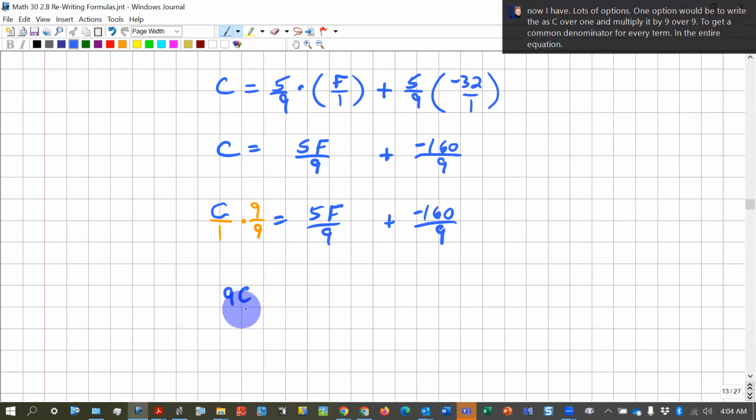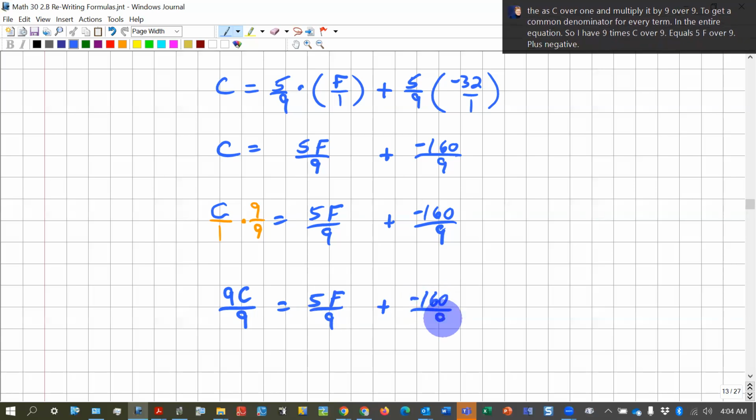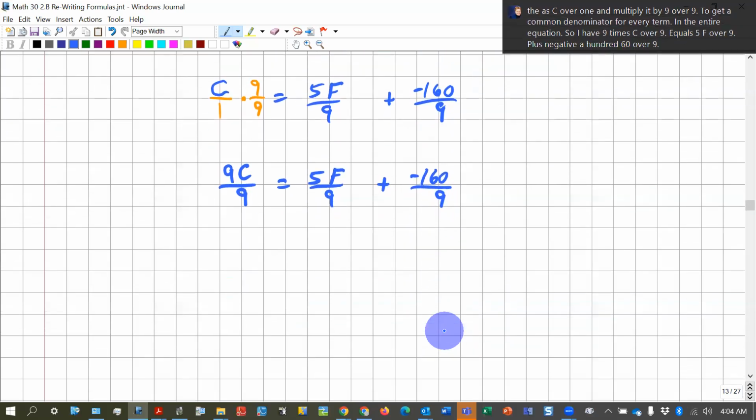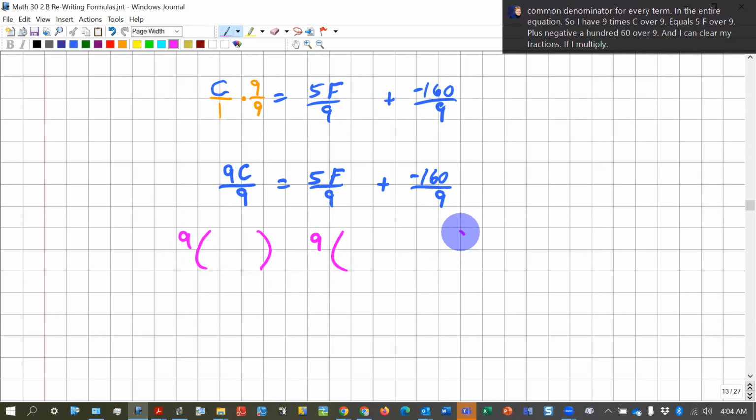So I have 9 times C over 9 equals 5F over 9 plus negative 160 over 9. And I can clear my fractions if I multiply the left-hand side by 9, and I multiply the right-hand side by 9.